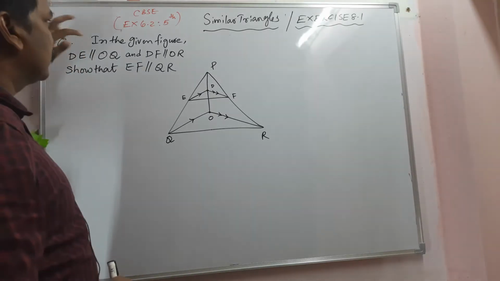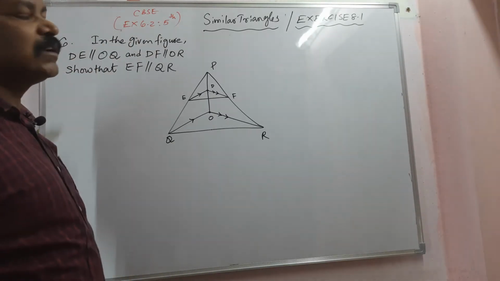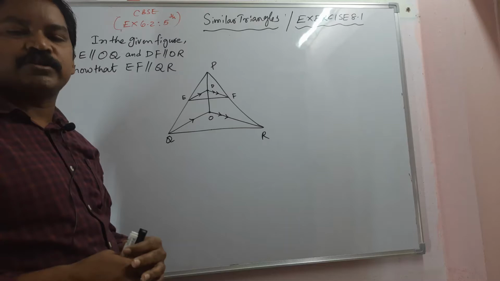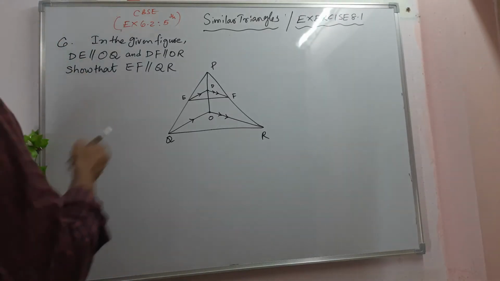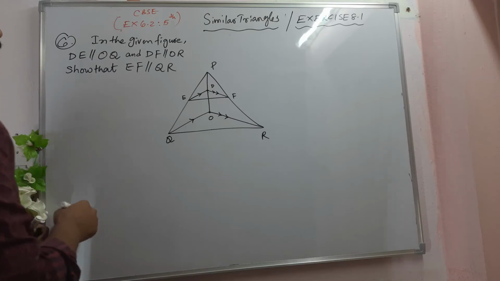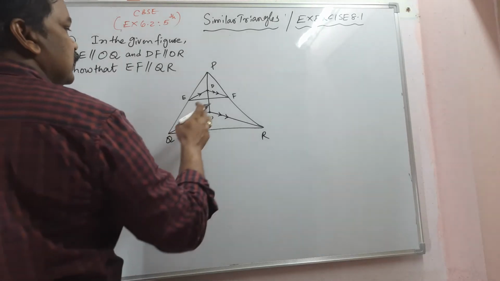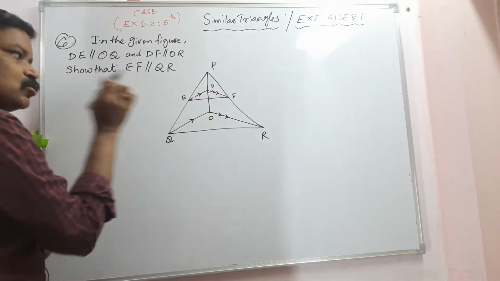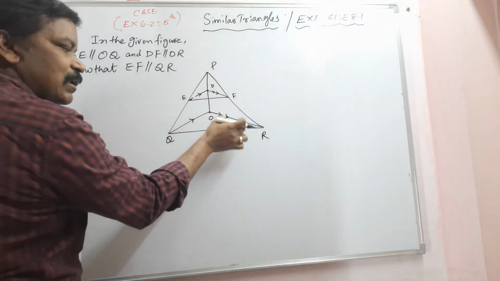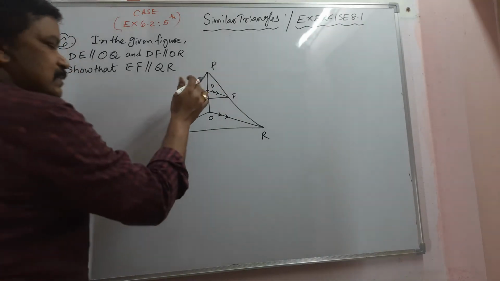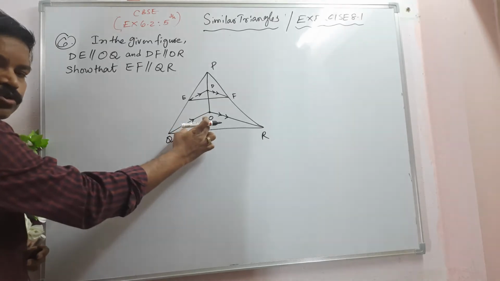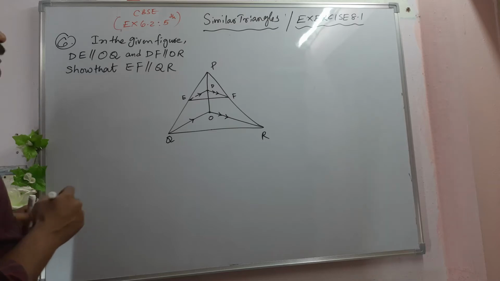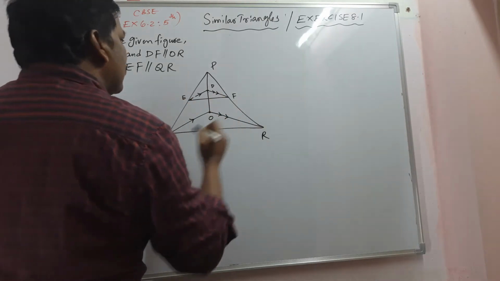Sixth question in exercise 8.1. Fifth question for CBSE students in exercise 6.2. Right. What is the question here? In the given figure, DE is parallel to OQ, and DF is parallel to OR. Show that EF is parallel to QR.